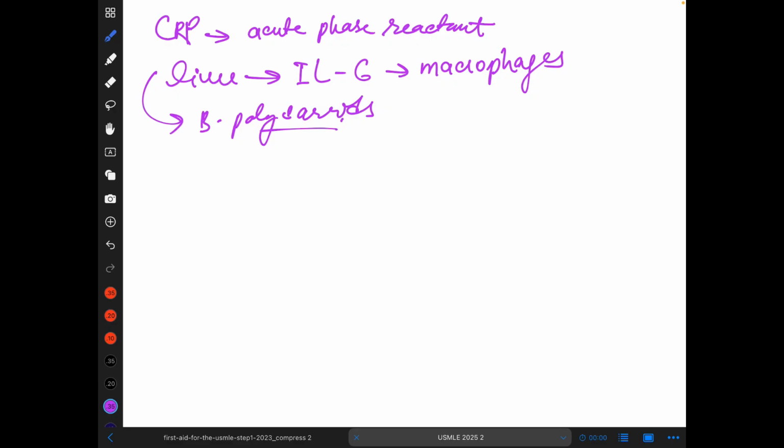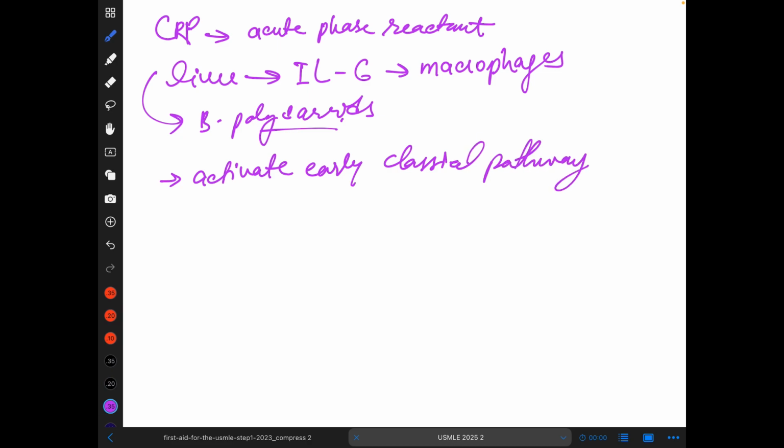We are already done with C1. It is a large complex. It also activates the early classical pathway. Now I'm just talking about CRP because it also has some activation role in the complement system. They activate the early classical pathway by the help of C1 binding.